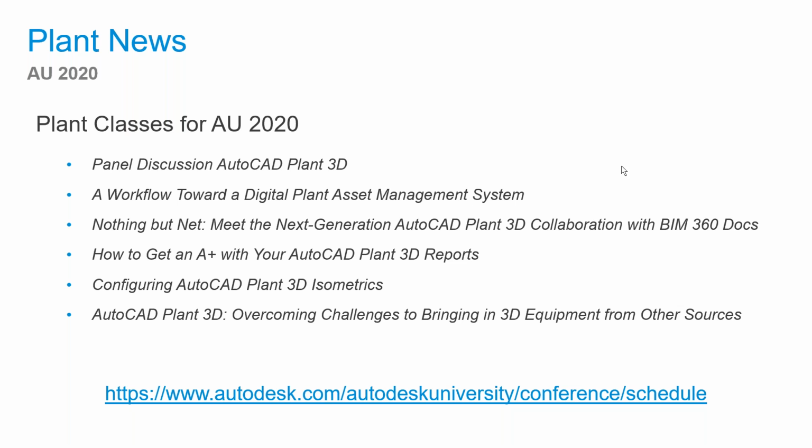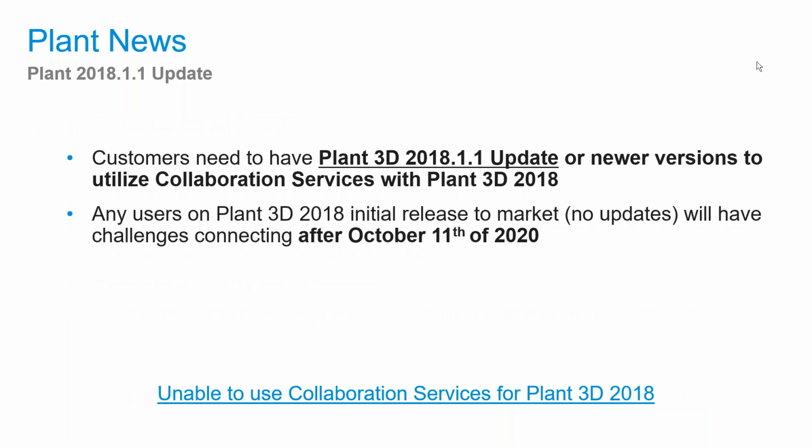One thing we wanted to mention, this is an older update, but there have been some changes to the Plant services, especially on BIM360 Teams. If you're running a project on that platform and you're running Plant 2018, make sure that you install the 2018 1.1 update before October 11th. It's a little late on the timing of this, but you've got to have that update, because otherwise you'll have issues connecting to the services. There's an article linked at the bottom that explains that, and where you can go to get that update installed.